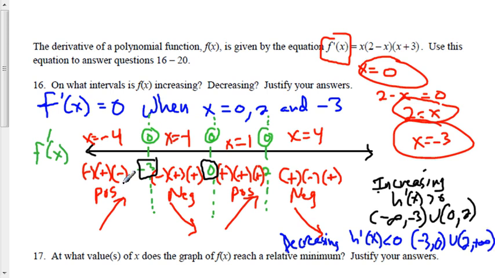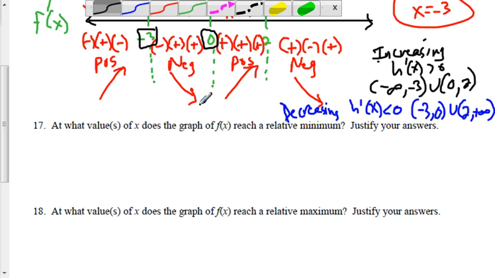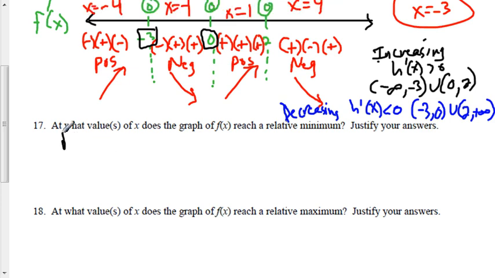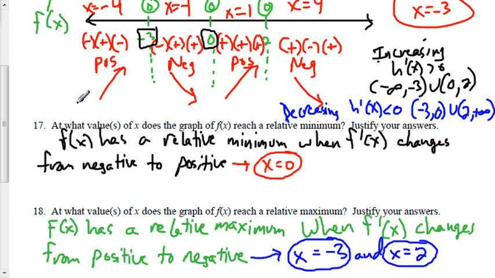Alright, and now let's answer some of the questions on the relative min and relative max. And we're going to use this same sign change chart. F of x has a relative min. Actually, let me write down, and then you guys finish up 17: the relative minimum occurs when the derivative goes from negative to positive. That happens at 0. So there's my negative, there's my positive. So x equals 0.